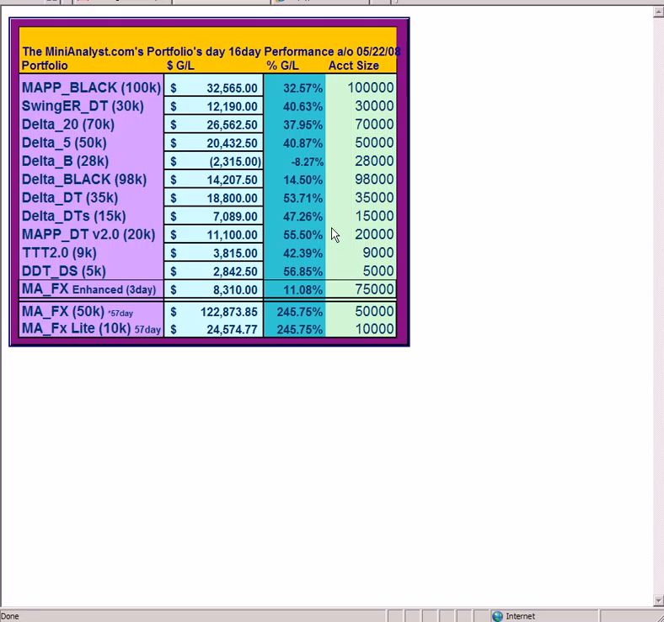And there we have the MAP DT version 2.0, gaining 55.5% over the last 16 trading days. This is our MAFX Enhanced. We're starting to track this portfolio, a $75,000 portfolio, with a three-day gain of $8,300. Now, of course, down from here, these are from our real accounts, just pulled from our client accounts. MAFX Lite, 57 days, a gain of 257% over 57 days. So that's where we stand. Very nice gains, even in this market for our futures portfolios.